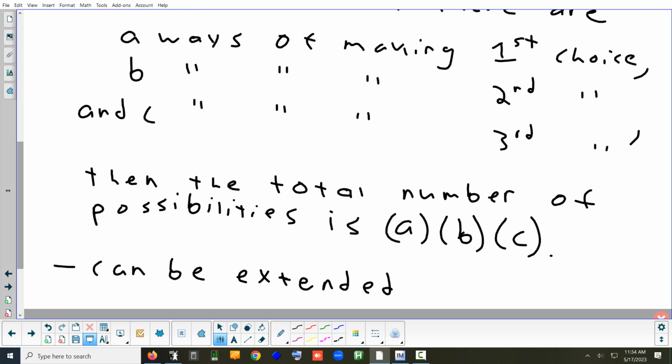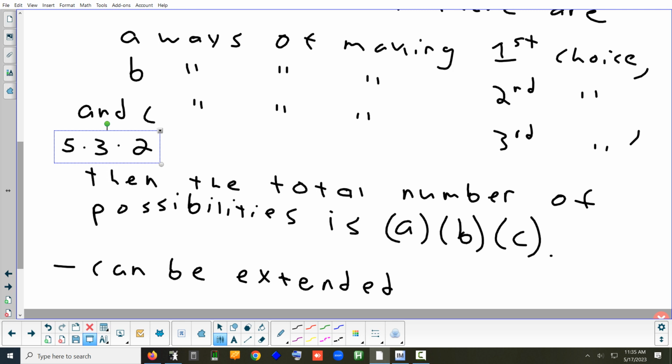So like let's say you're getting dressed and you had a choice of 5 different shirts to wear, 3 different pairs of pants, and 2 different pairs of shoes. And you wanted to know how many different outfits could you make. Well, you have 5 choices for shirts, 3 choices for pants, 2 choices for shoes. 5 times 3 times 2. That's 30 different outfits you could put together, just picking random shirts, pants, and shoes.